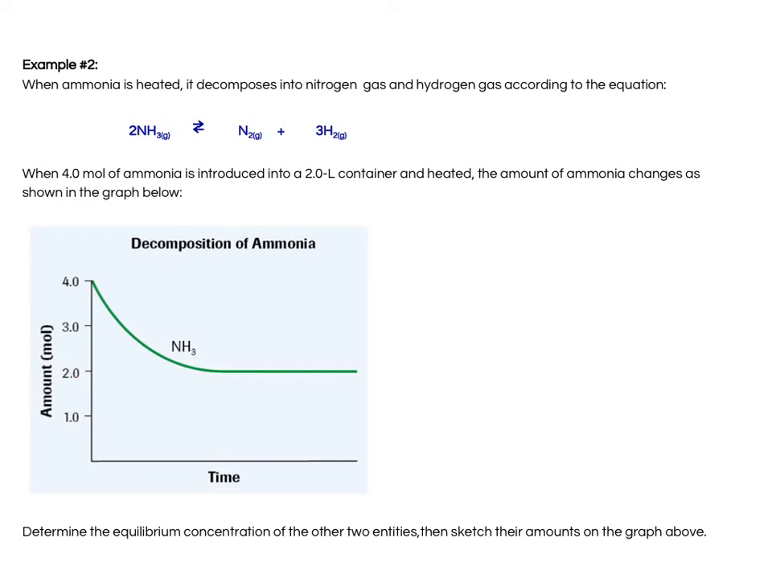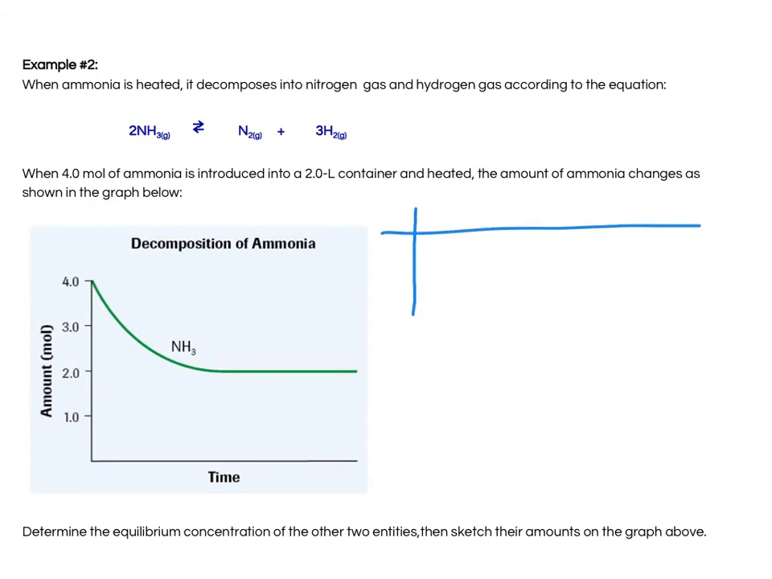And so the question down here is saying determine the equilibrium concentrations of the other 2 entities, then sketch their amounts on the graph above. A couple of things I need to be aware of here. This question is saying that I have 4 moles, but it's not 4 moles in a liter, it's 4 moles in 2 liters. So I want to look carefully at my graph and remember that this graph is not graphing concentration versus time, it's looking at amount in moles versus time. So that's something to consider. All right, so let's practice doing our icebox. Set up an icebox for yourself. I'm going to do that right here on the side.